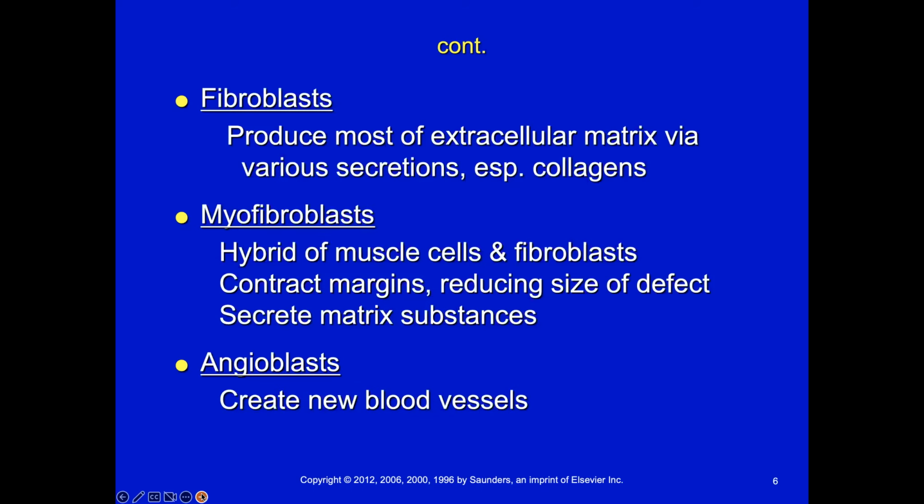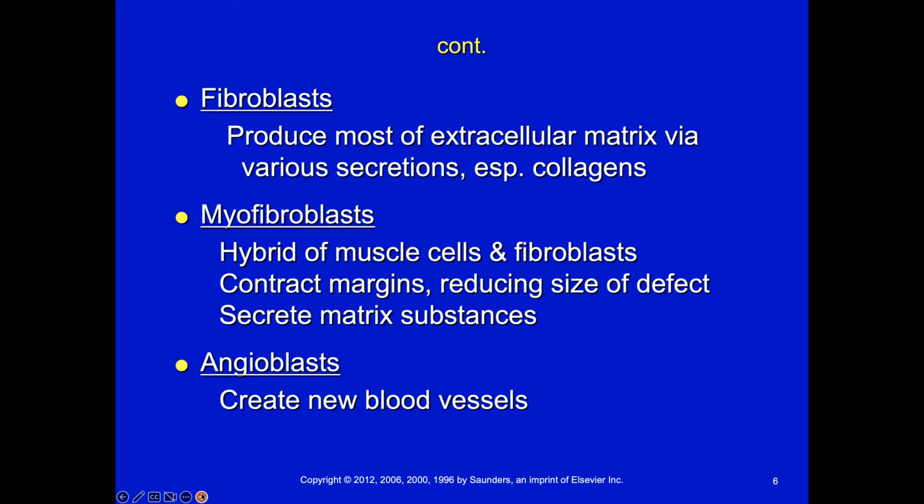Some of those cells are fibroblasts. These are the cells that will produce most of the extracellular matrix that is needed as a scaffolding for the new tissue that forms. They are cells that have a variety of secretions that help create that matrix and are very much known for the collagens that they produce.